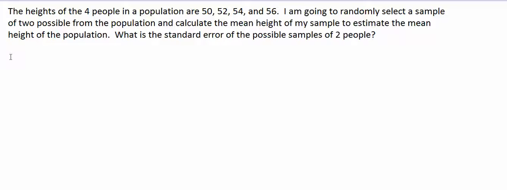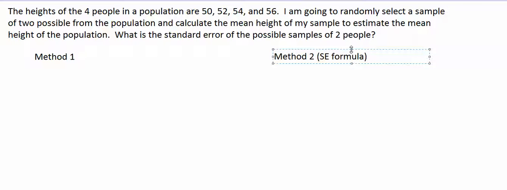So we're going to go through both methods of finding the standard error. In the video I showed you 2 different methods. The first method involves calculating the means of all possible samples, and then calculating the standard deviation of the sample means. The second method is the standard error formula. We'll use the first method first. So the first step of method 1 is to find the means of all possible samples.